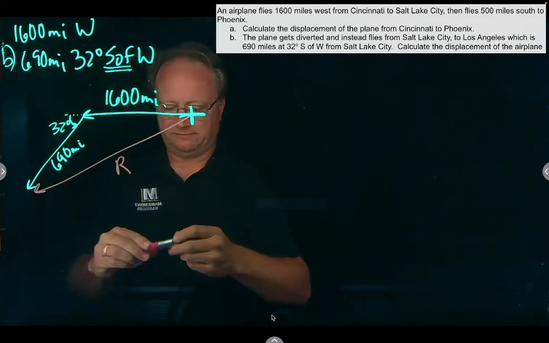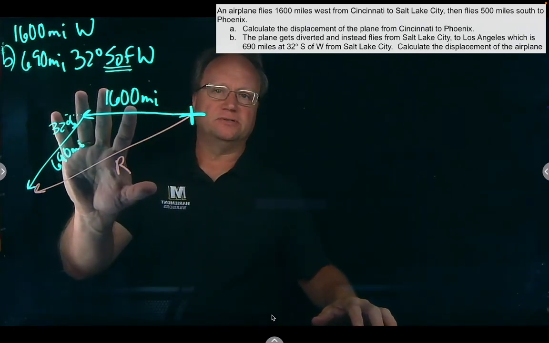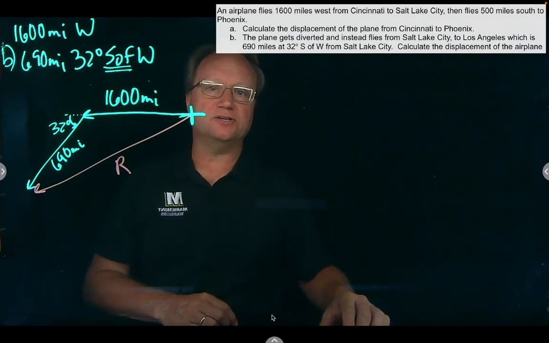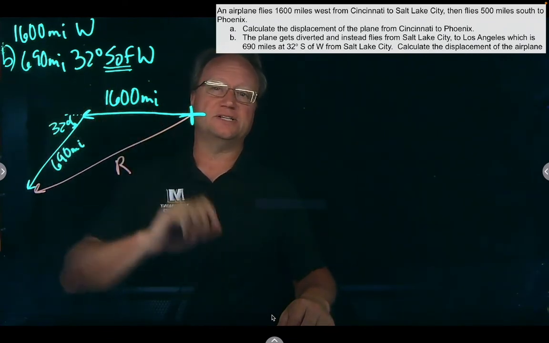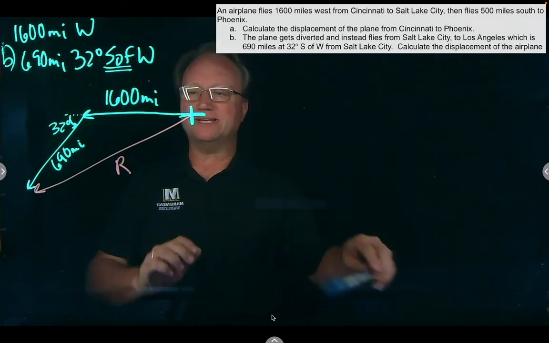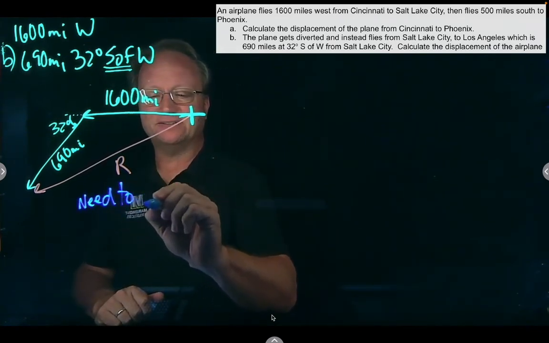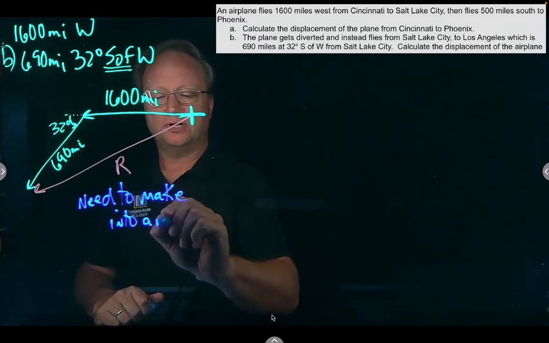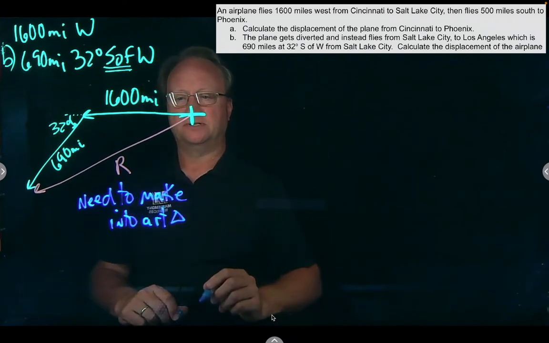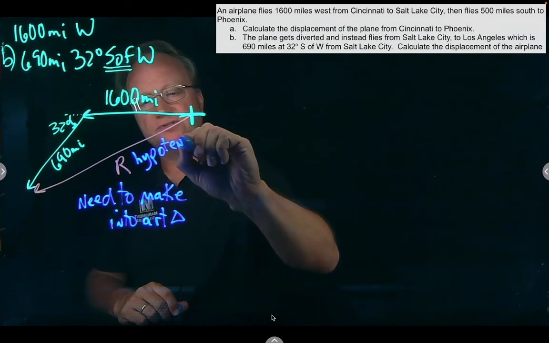So now my resultant, where I am from my starting point, would be right there. Now notice on your triangle, this is not a right triangle. If it's not a right triangle, you cannot use the trig functions and Pythagorean theorem unless you want to get the wrong answer. The trig functions do not apply to non-right triangles. So then what we need to do is basically make this into a right triangle. So then we need R to be a hypotenuse.